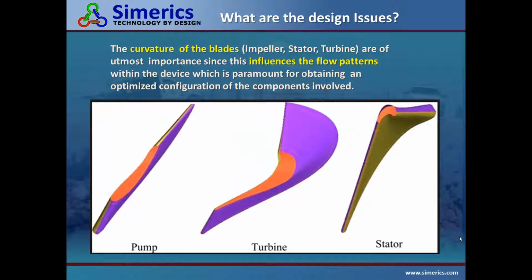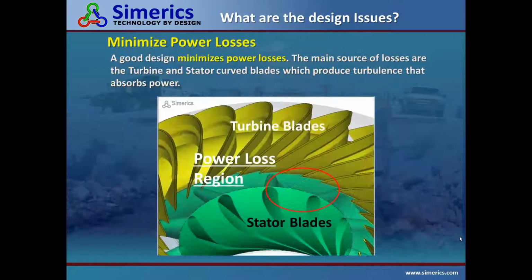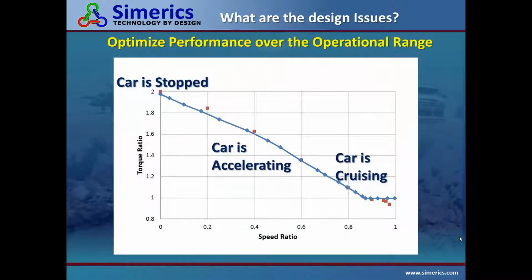What are the design issues? The main design issues are the optimization of the blade shapes, since this affects the flow and hence the torque converter performance. Another design issue is to minimize power losses. Losses occur in regions between the turbine blades and the stator blades, and also in the stator itself. Another issue is to optimize the performance over the entire operational range.